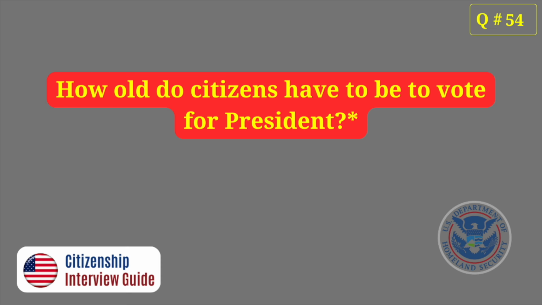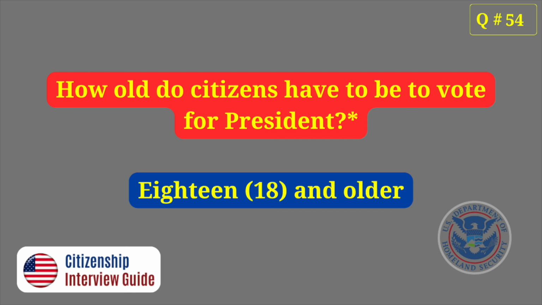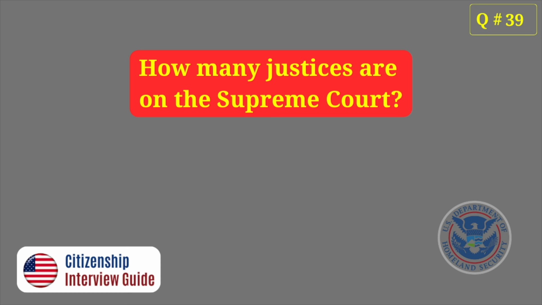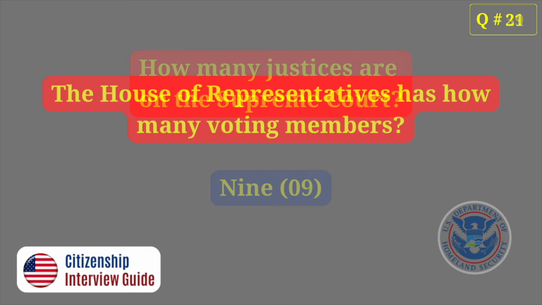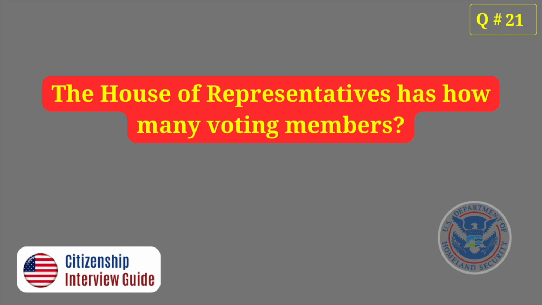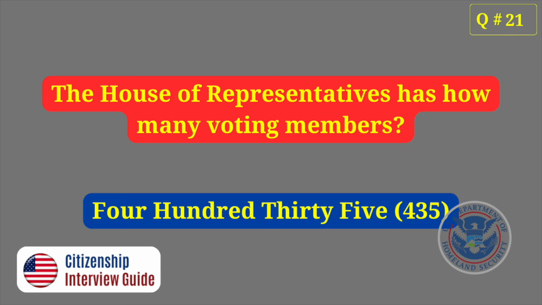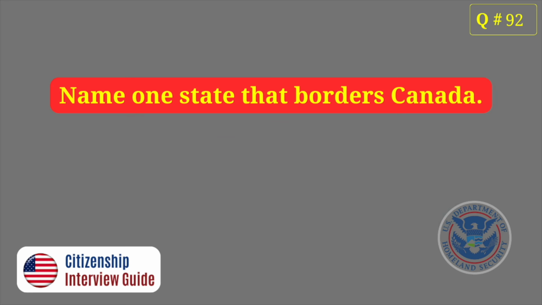How old do citizens have to be to vote for president? 18 and older. How many justices are on the Supreme Court? 9. The House of Representatives has how many voting members? 435. Name 1 state that borders Canada. New York.